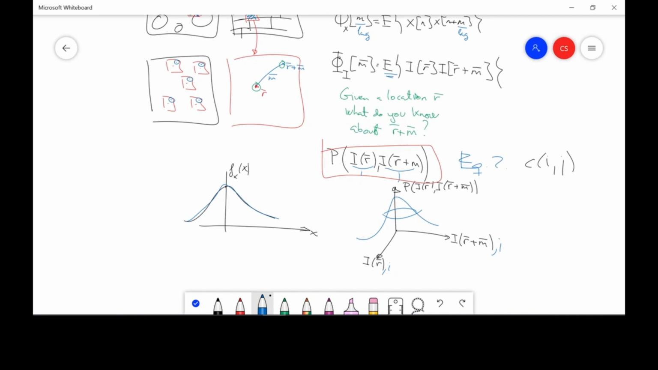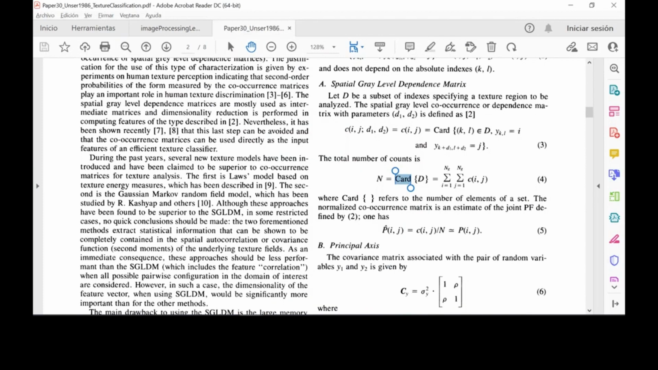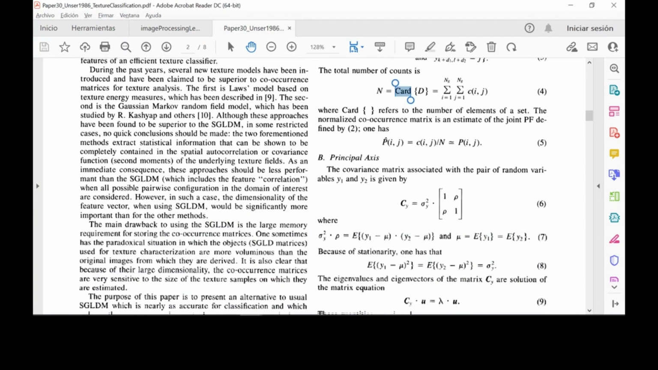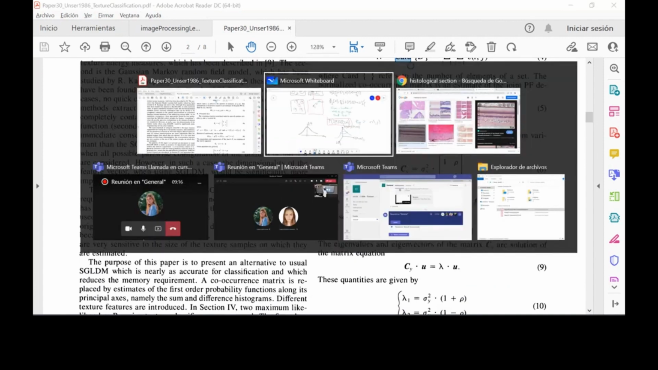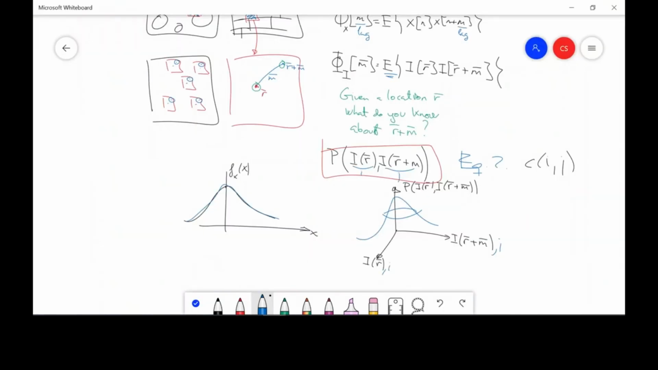Okay, good. Then, if you divide by the total number of pixels, you have an approximation to the underlying joint probability. Okay, so now you have a two-dimensional vector.